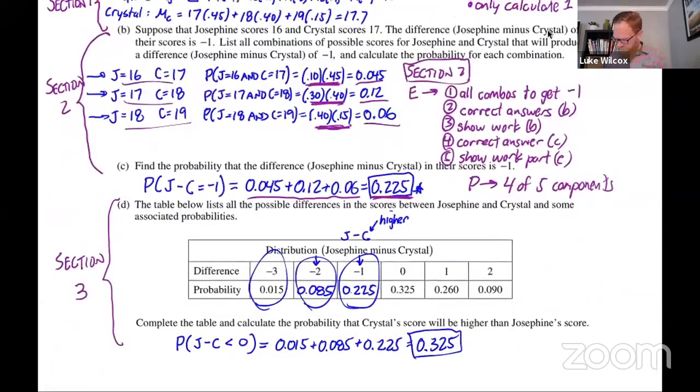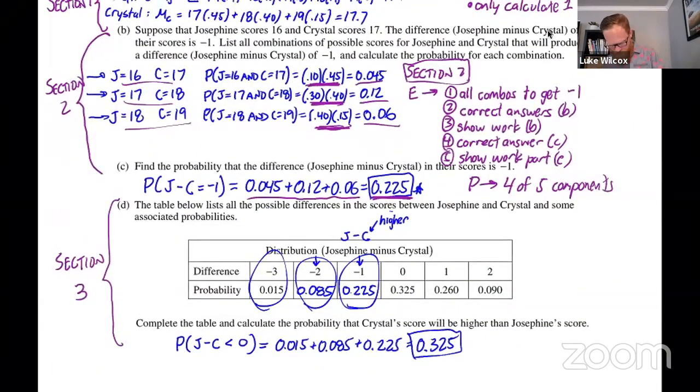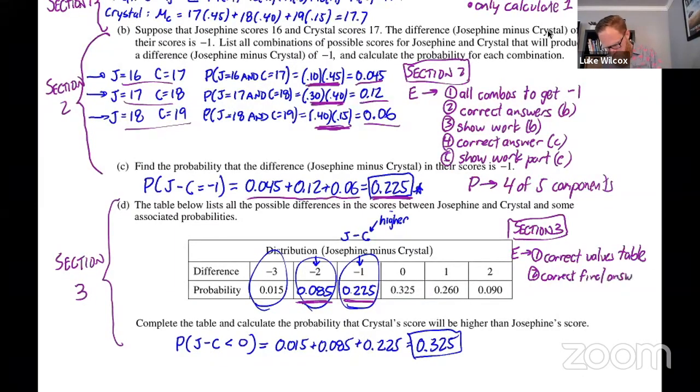And let's get to section 3, the very last part here. Talk about how we would grade section 3. So in order to get an essentially correct, there are 2 components that are needed. First of all, you have to have the correct values in the table. And there were 2 of them, right? This value and this value have to be correct for component 1. And then number 2 is to have the correct final answer and shows work.